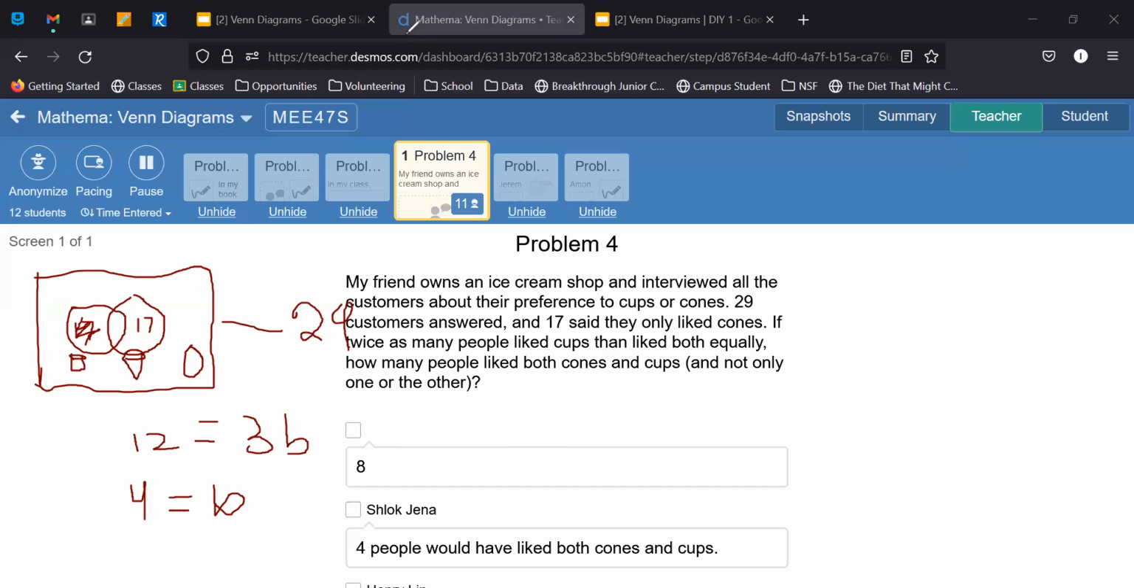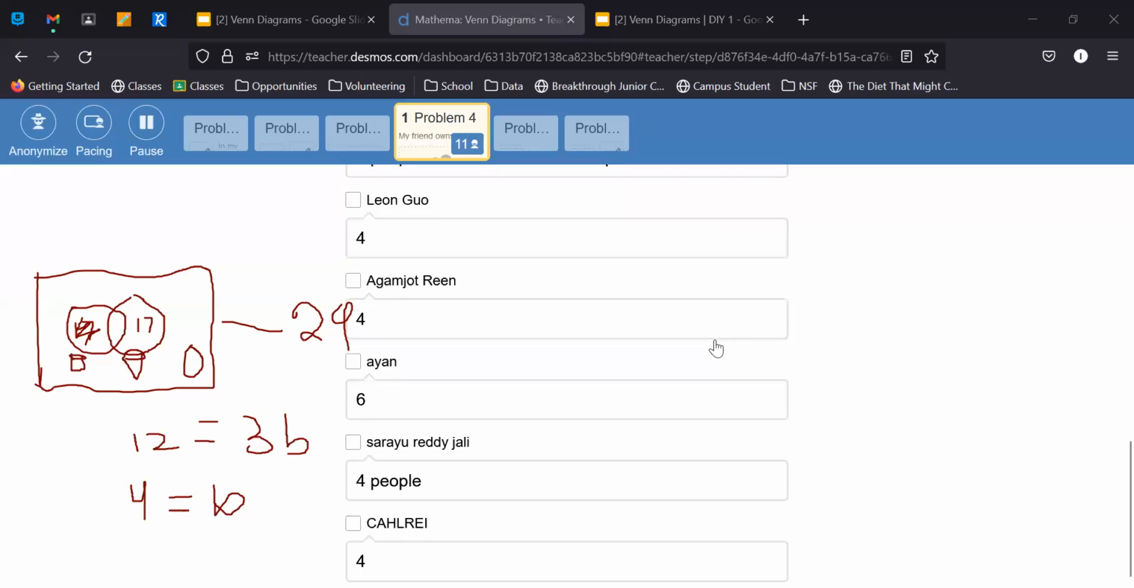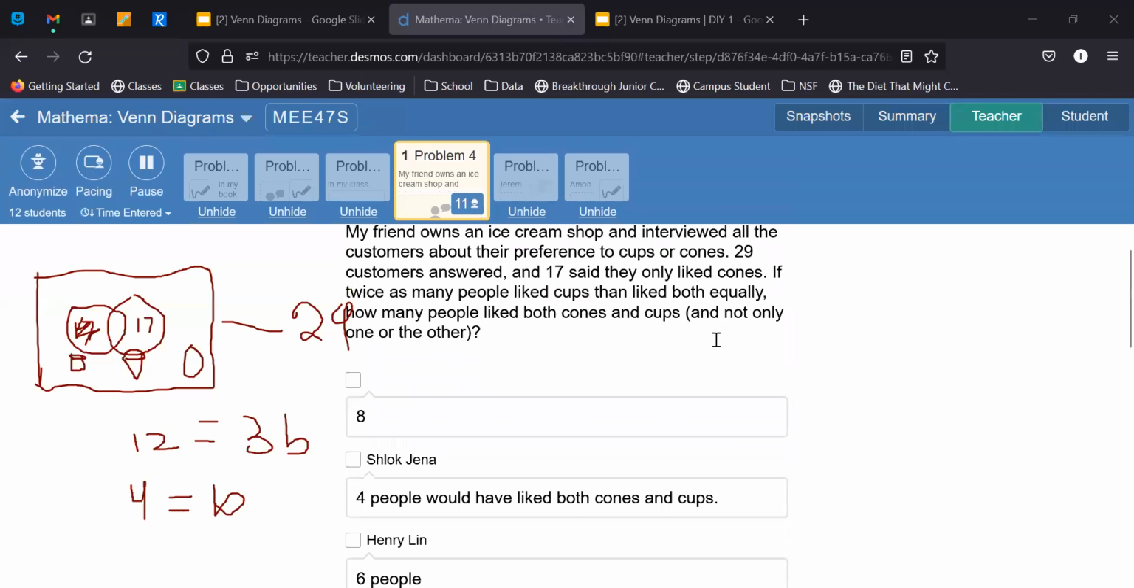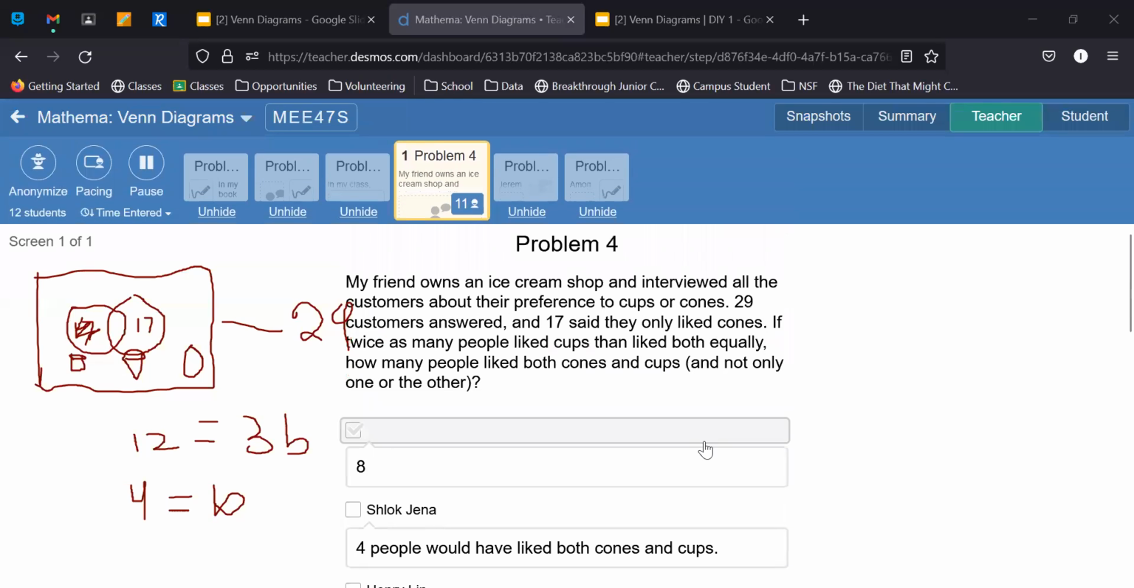Okay, did I mess up because everyone put 8? Yeah, I got 4, right? Earlier I thought I saw a lot more people who put 8, but you know, yeah.